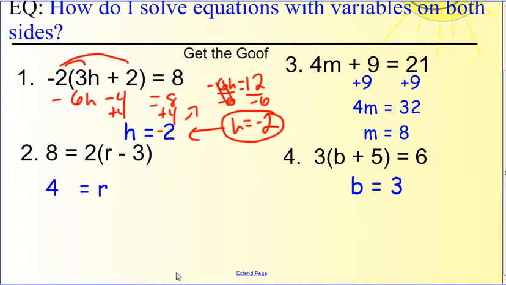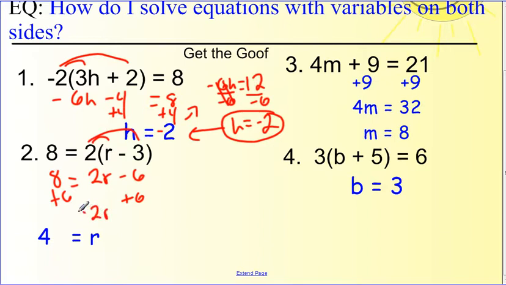Number 2. First things first, I see we've got parentheses, so we distribute. Get 2r minus 6 equals 8. We'll get rid of the add and subtract. So we're going to plus 6, we get 2r equals 14. And then we're going to divide by 2, and these cancel. R equals 14 divided by 2 is 7.